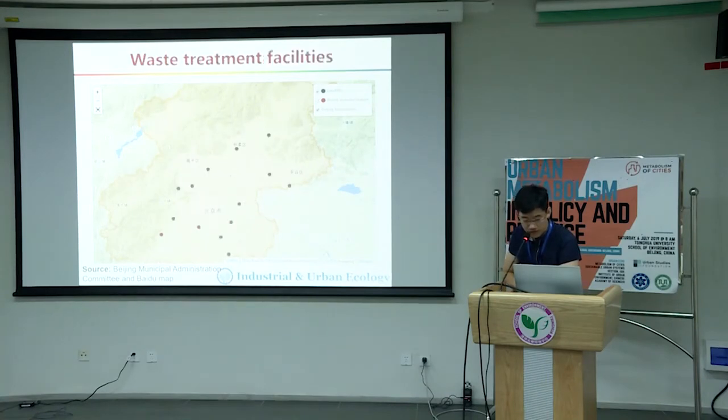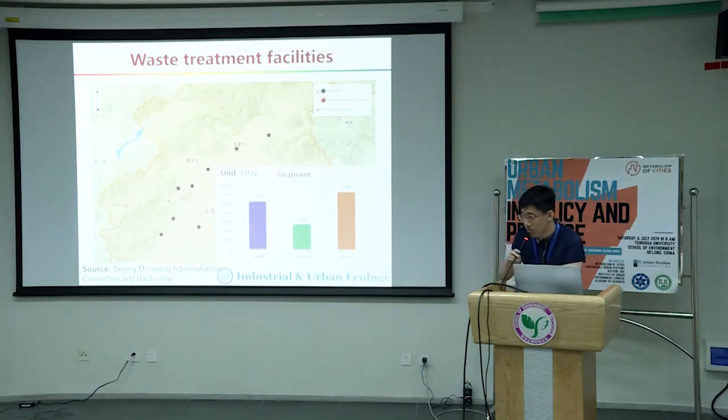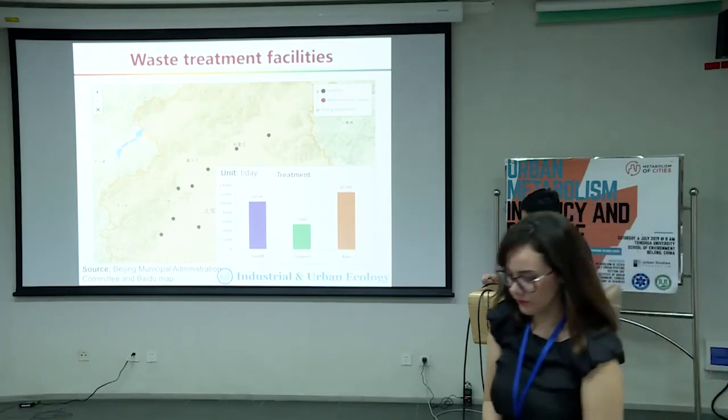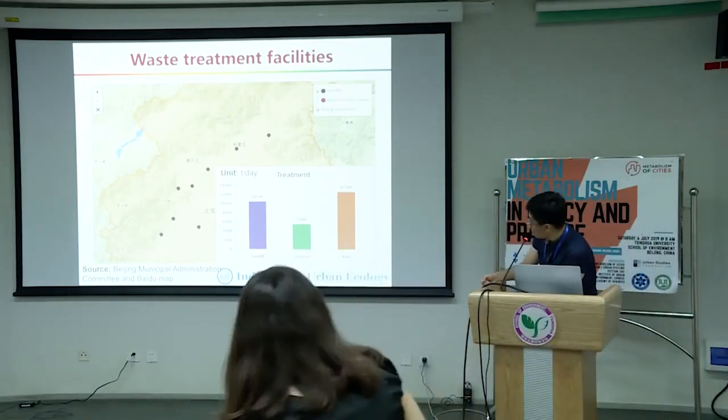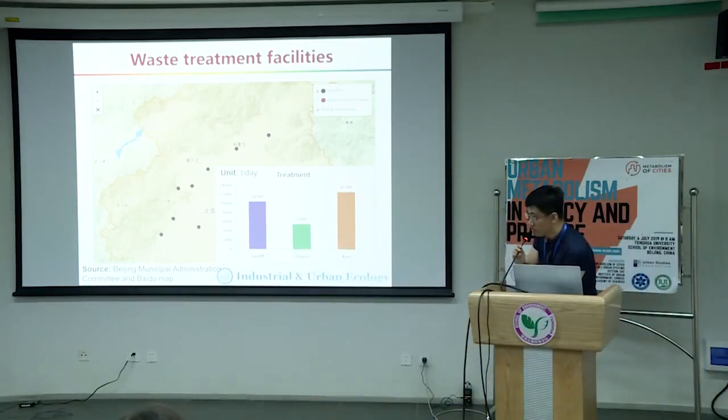Of course, the final destination of the waste is the waste treatment facilities. We also collected that information. There are more than 20, even 30, treatment facilities located in Beijing. The trash is treated in three main ways: about one third by landfill, one sixth by compost, and about another half by burning.